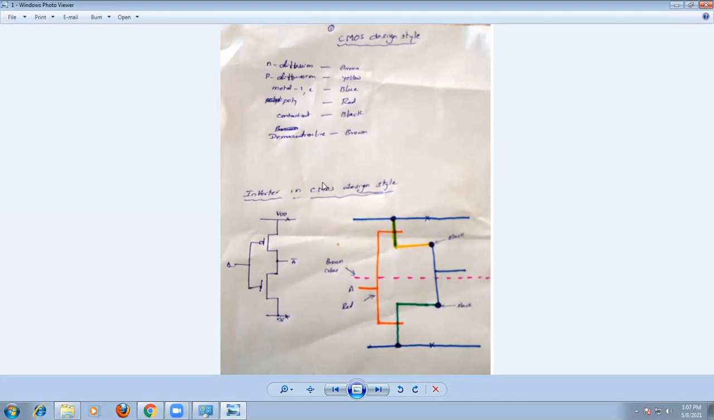Now let's go for the CMOS inverter schematic and stick diagram in the CMOS design style. How to draw the stick diagram for the inverter in the CMOS design style? You know the schematic of the CMOS inverter. This is the schematic of the CMOS inverter.